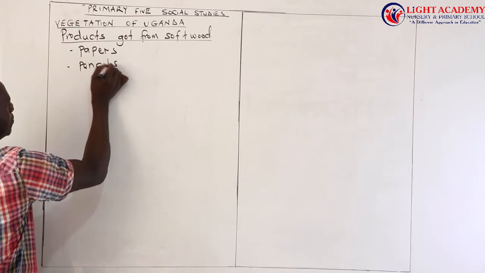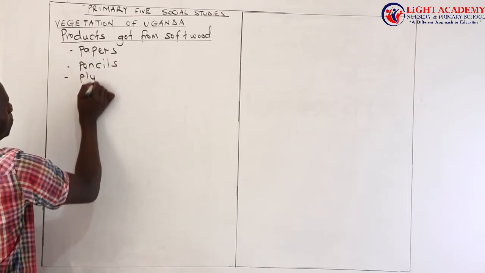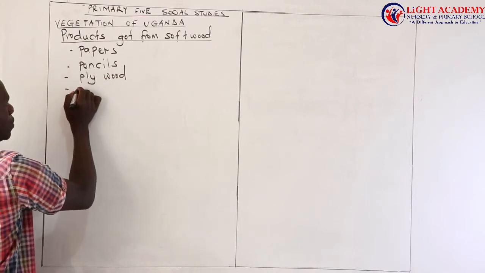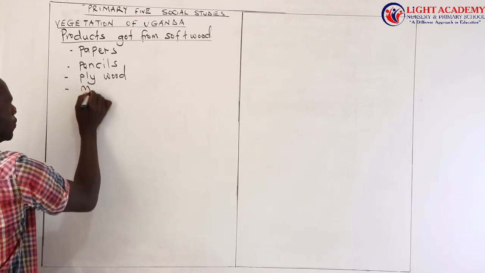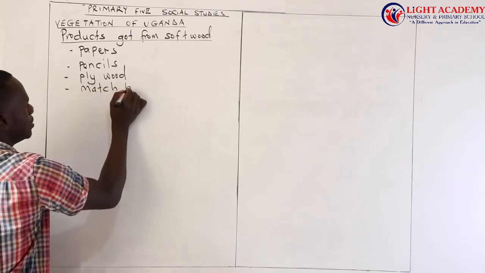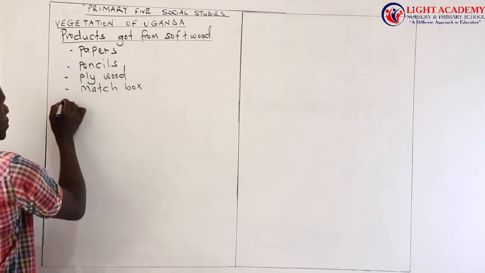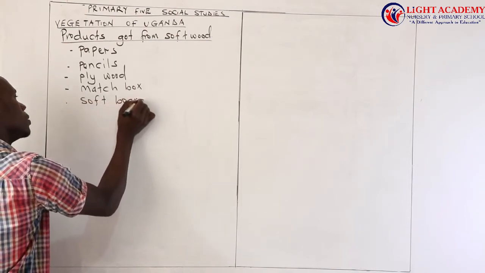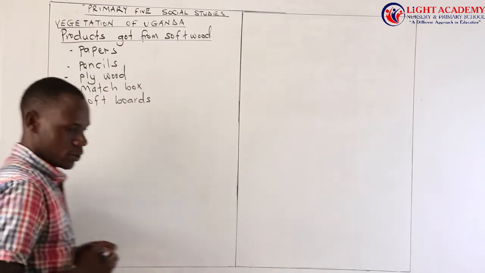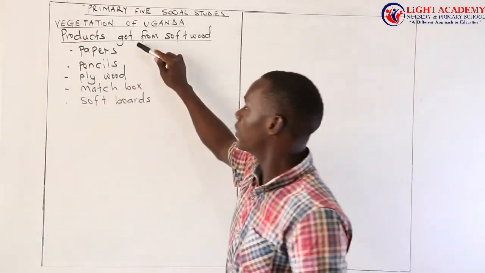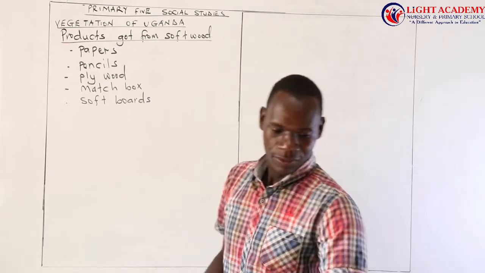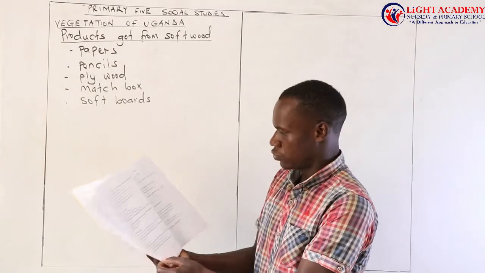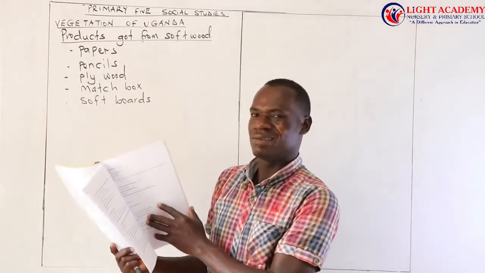Pencils. Plywood. We have also the matchbox. And the softy boards. All of these examples we are seeing, they are products that we get. For example, the papers. We have papers which are always printed. When you see these papers, they are made out of wood. We might say, how do they make these things?